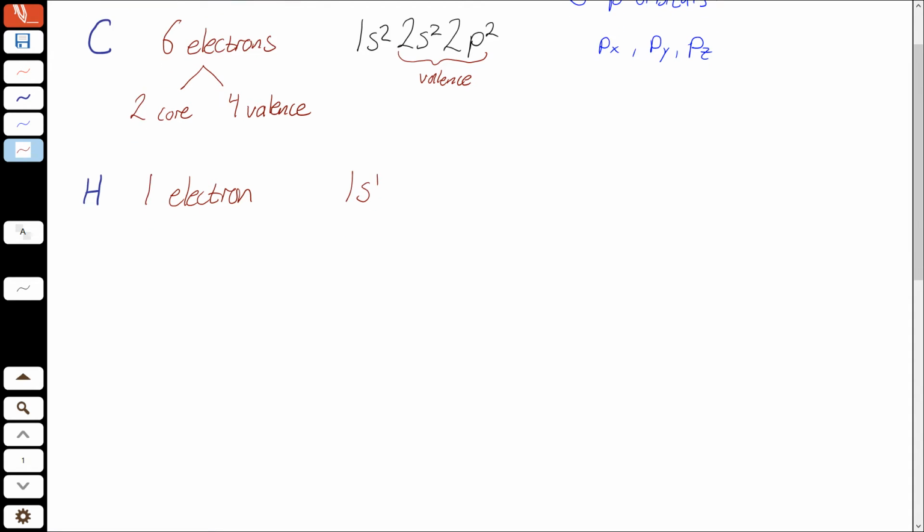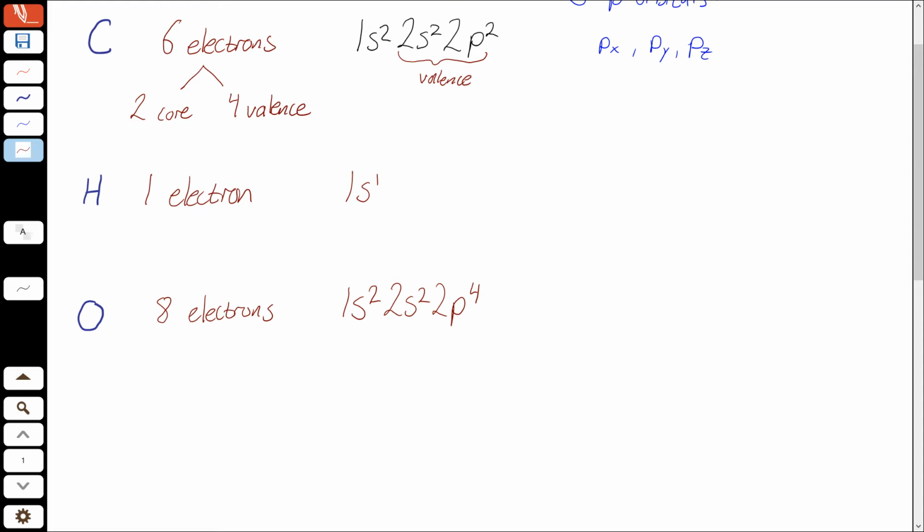And then we'll look at one more. Another important atom for organic chemistry is oxygen. And how many electrons there? 8 electrons. And that configuration? Close. So we're going to start with 1s2. So we got 2 in the 1s, and then 2 in the 2s, and then 4 in the 2p.